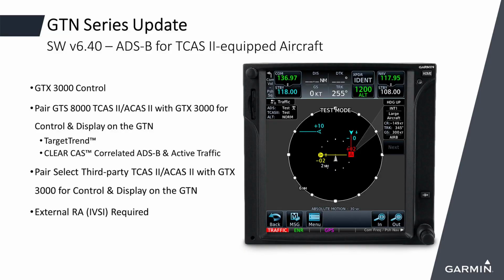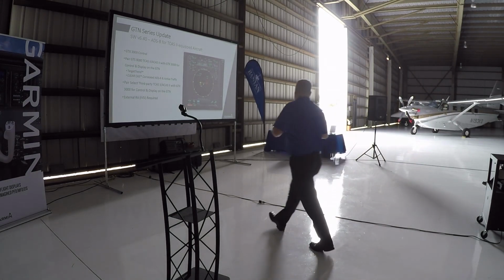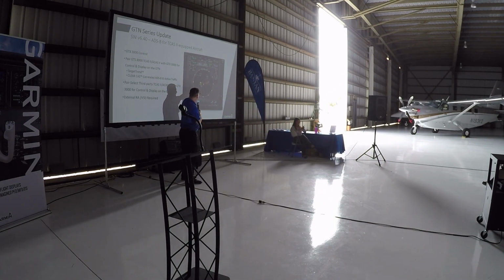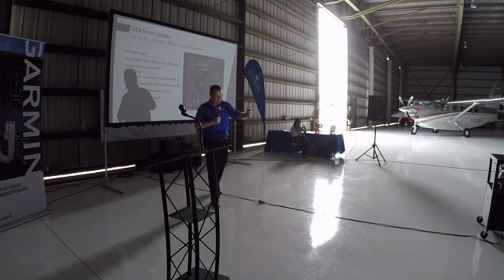Now, for the Part 25 folks, we talked about how you can control the GTX 345 transponder. You can also control, for TCAS 2 equipped Part 25 airplanes, the GTX 3000 from the GTN 750. And on the display, if you get a TCAS 2 resolution advisory, it adds a 3rd color right here. So you have blue, yellow, and now you have red.